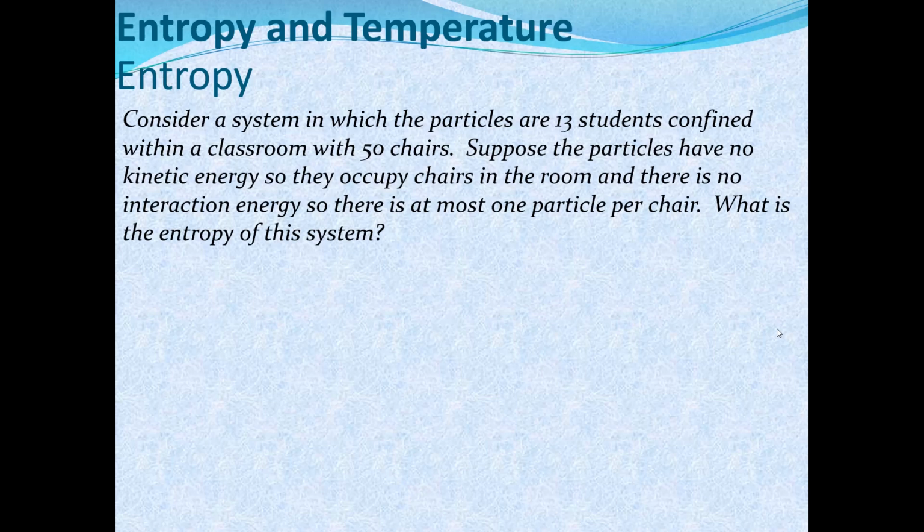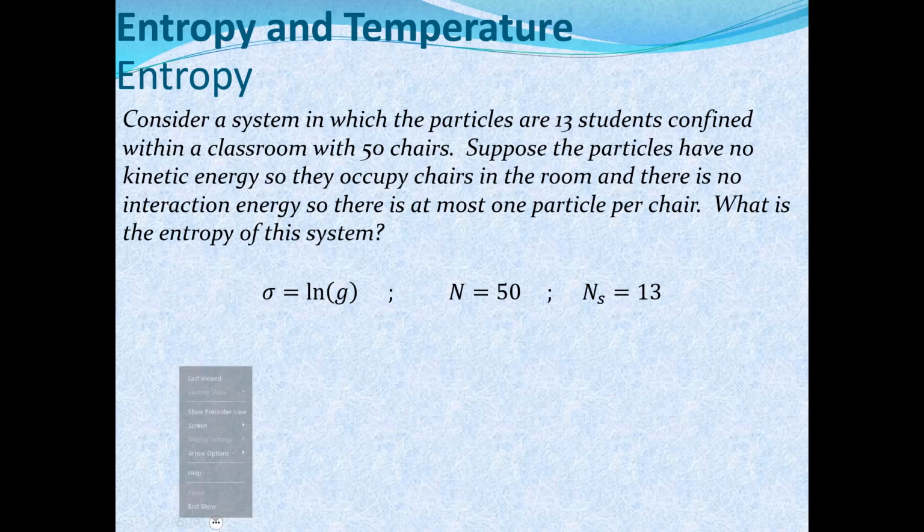All right, so here's a practice entropy problem that we can use. So we want to figure out what the entropy of the system is. Now, in order to figure out the entropy, we need to know the number of possible states available. So what we have is, we know that there's 50 chairs and we know there are 13 people inside of this. So at most 13 seats could be occupied, and then the other 37 are unoccupied.